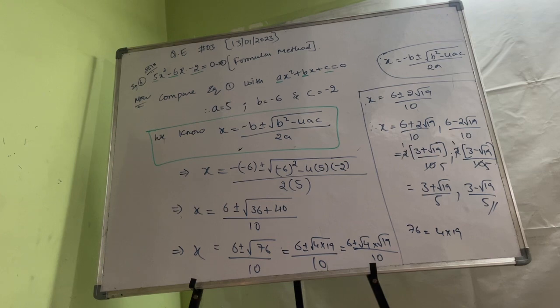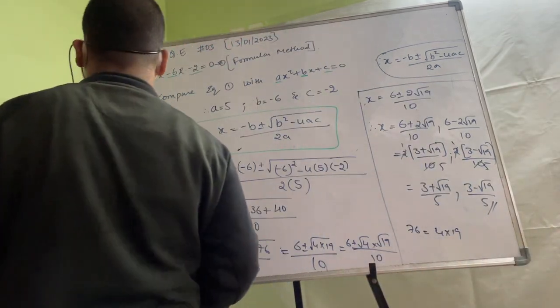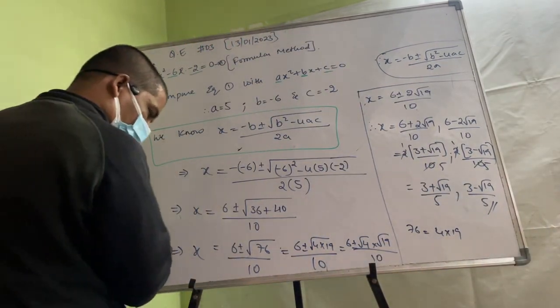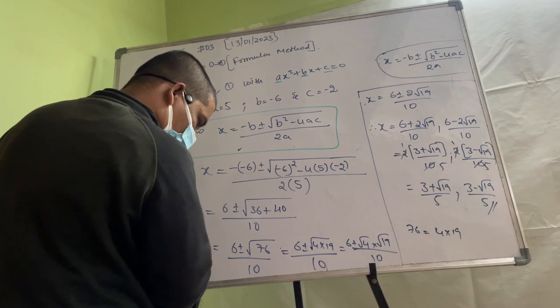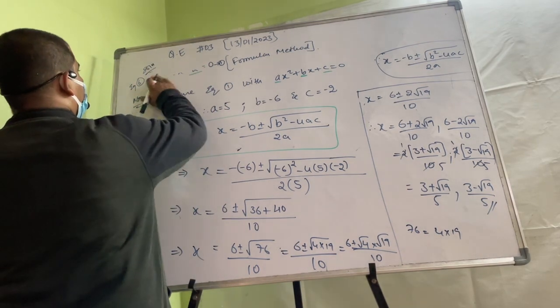Okay, done. Now listen, one more question of the same formula method. x square plus 4x minus 4.